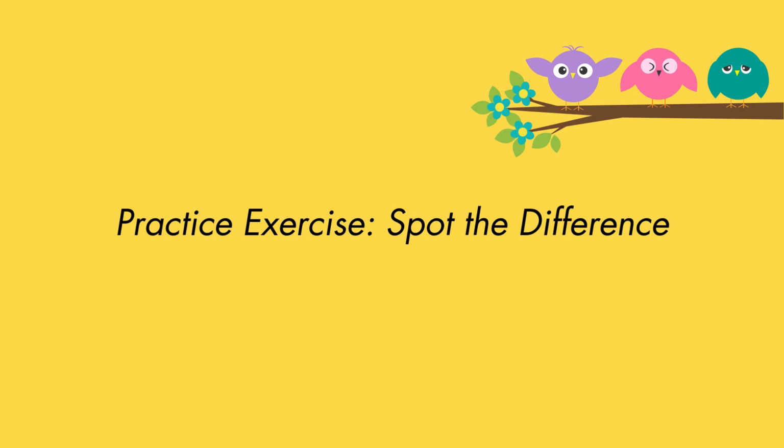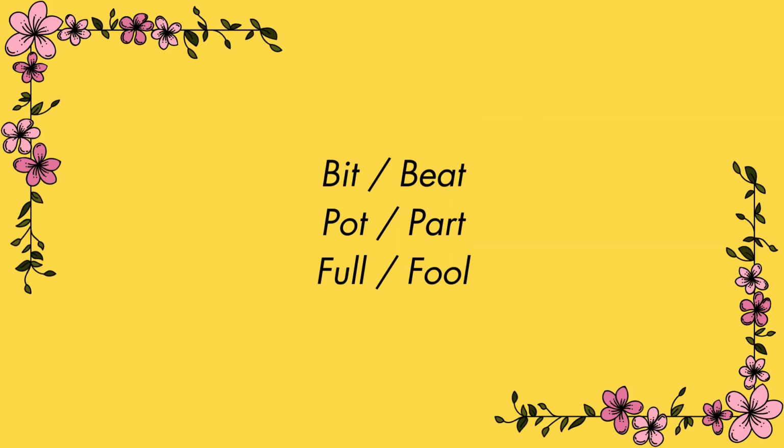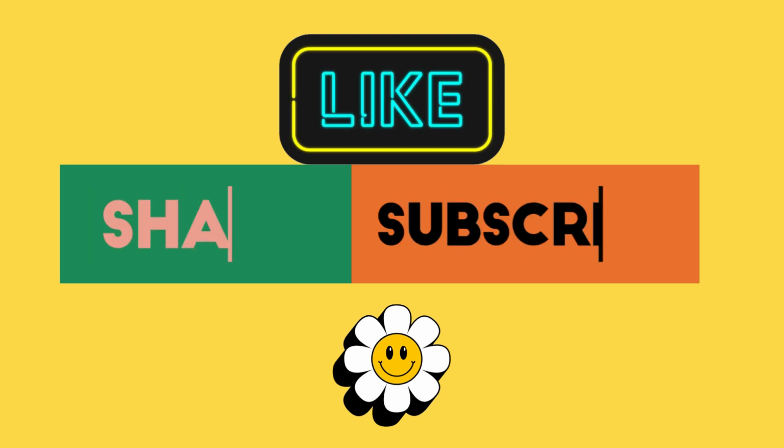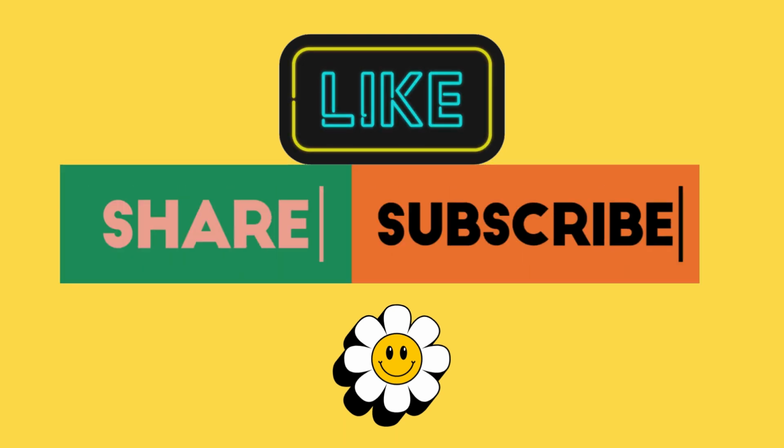I'll say 2 words, one with a short vowel and one with a long vowel. Listen closely and repeat after me to hear the difference. Bit and beat. Pot and part. Full and fool. Great job! Training your ear to hear these differences will make your pronunciation clearer.